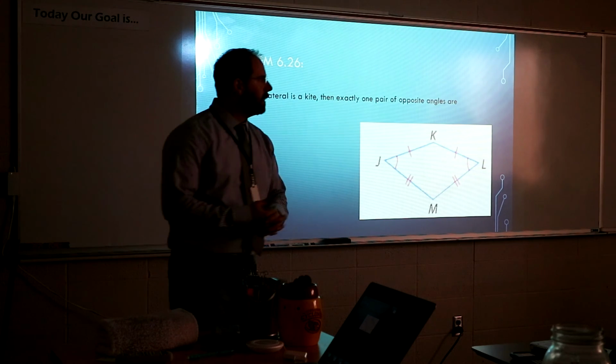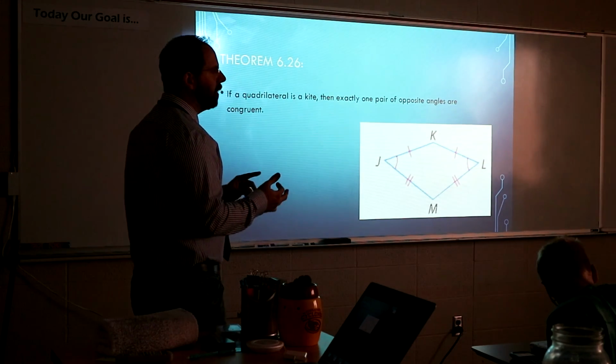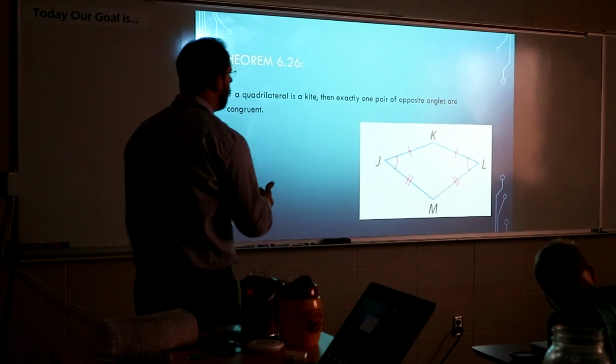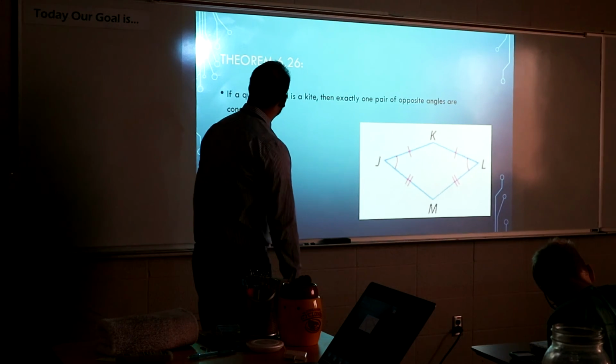Questions on the kite? There are other theorems the book should have had. I believe they should have talked about diagonals bisecting each other. They should have talked about angles in the corners being bisected, but they didn't.